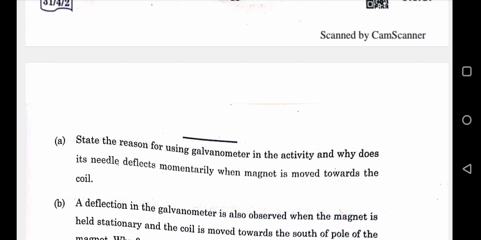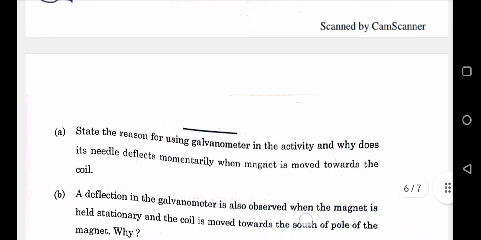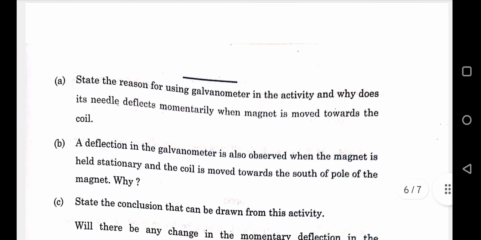In this question, the galvanometer is used because it detects electric current in the coil. Why does the needle deflect momentarily when a magnet is moved? Because of electromagnetic induction, and you have to write its definition and state why it happened. The deflection in the galvanometer is also observed when the magnet is held stationary and the coil is moved towards the south pole of the magnet. So we have to explain that relative motion also induces current, and again write the electromagnetic induction definition and explain why.